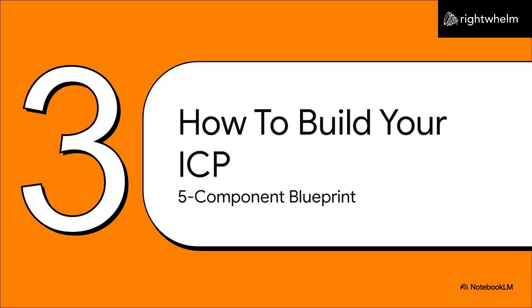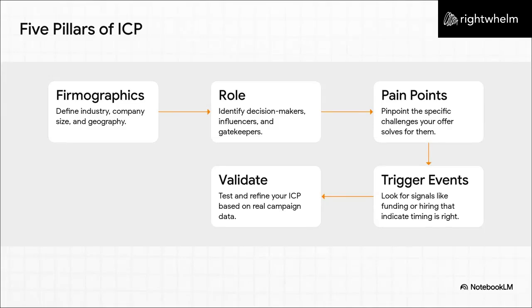All right, let's get our hands dirty and talk about the practical side of this. How do you actually sit down and build one of these things? Well, we're going to use a really simple 5-part blueprint. These are the 5 pillars of a really strong ICP. We'll start with the company basics. Then we'll zoom in on the right people inside that company. From there, we'll figure out their biggest problems, find the perfect time to reach out, and finally, make sure our theory actually works in the real world.